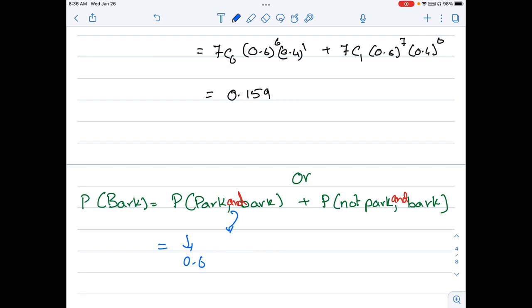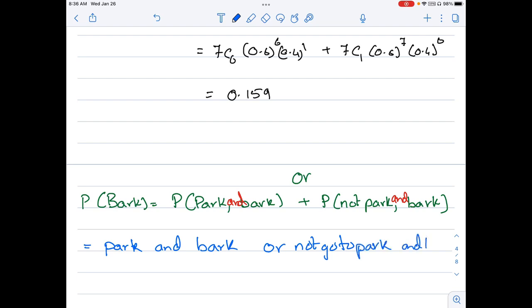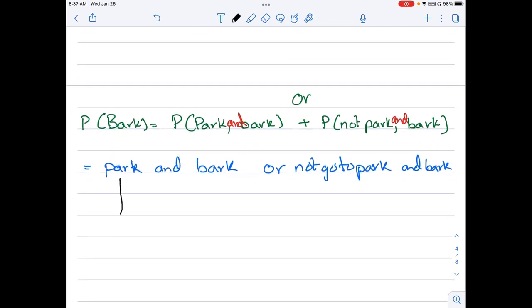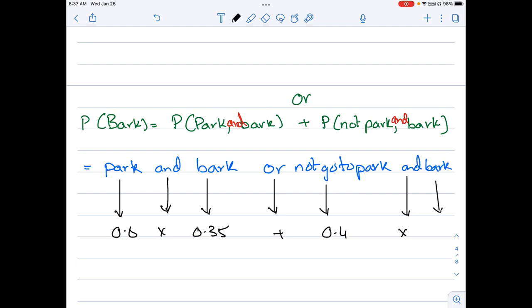So once again, if I write it in a big sentence, it goes to the park and bark, or not go to the park and bark. So goes to the park is 0.6, and means multiplication. Barking after going to the park is 0.35. Or means addition. Not going to the park is 0.4, and means multiplication. Barking means 0.75. Simplify that, you should be getting 0.51.